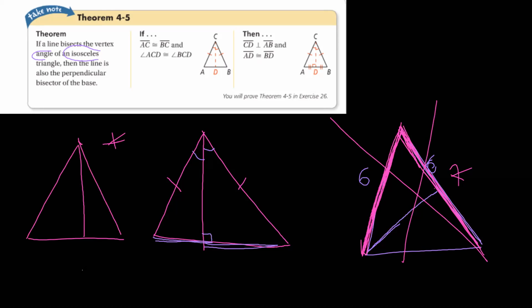So here, for this theorem to work, you have to know that the line must bisect the vertex angle, not the base angle, the vertex angle only. And the triangle must be isosceles. If the triangle is isosceles and the line comes from the vertex angle, that means this bisector is perpendicular on the base and cuts the base into two equal halves.